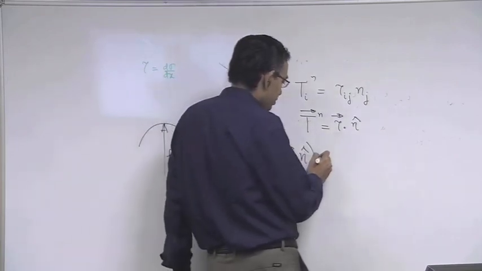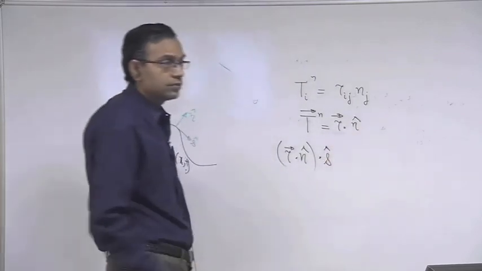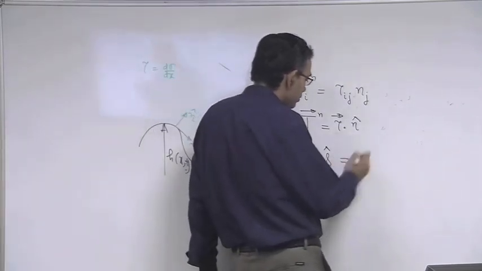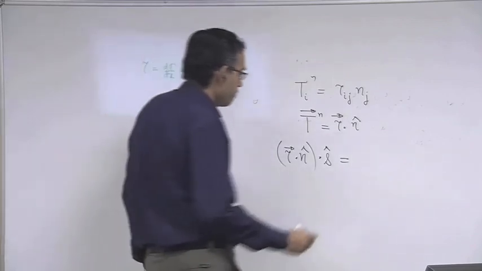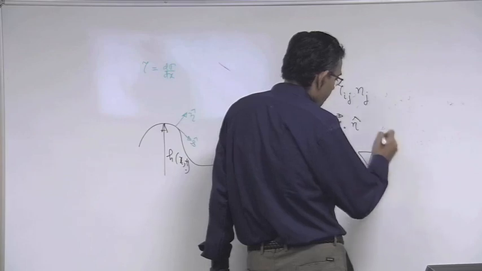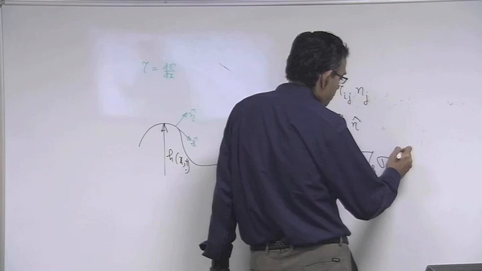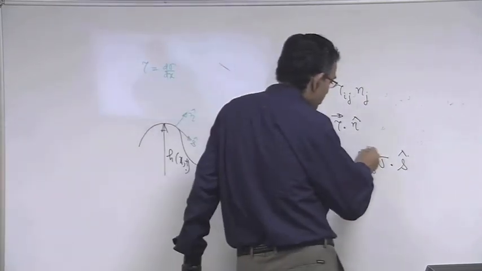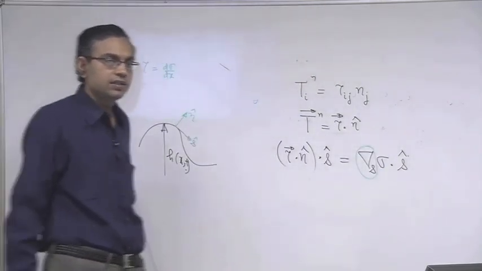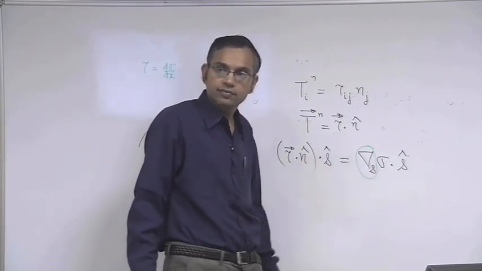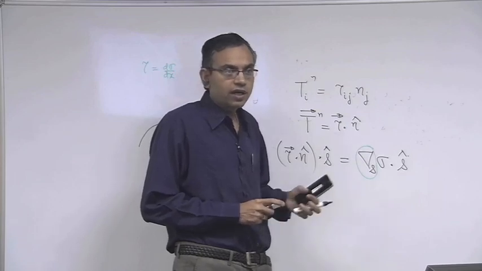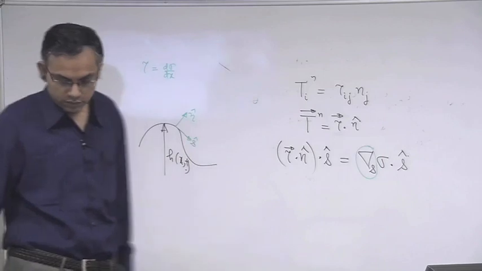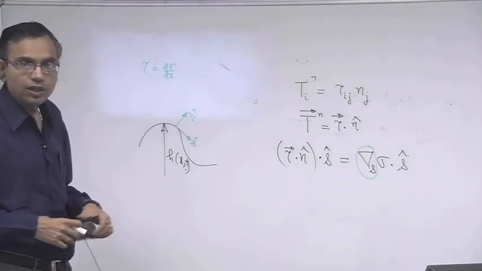Its tangential component is equal to, this is what? This is a gradient along the direction s, grad s. Okay. So, d sigma dx is replaced by this operator. So, how will this operator look? How will the grad s operator look?